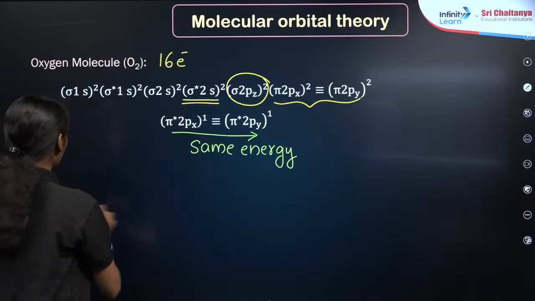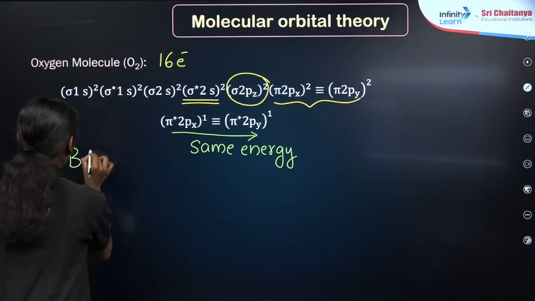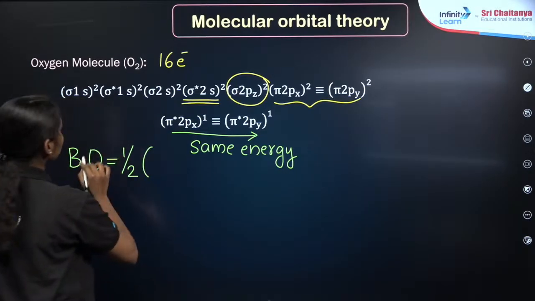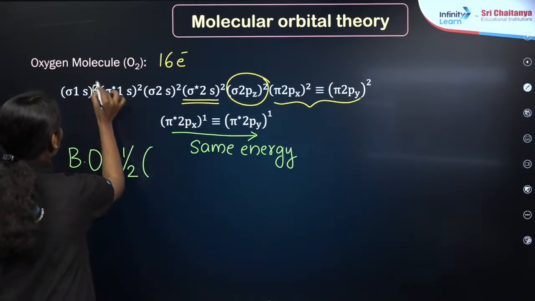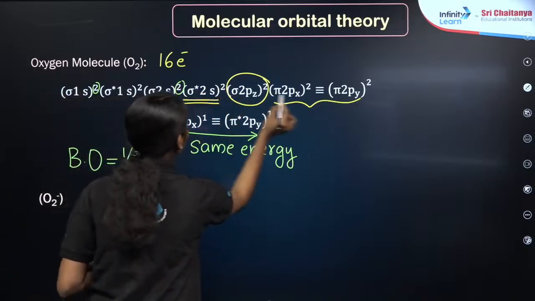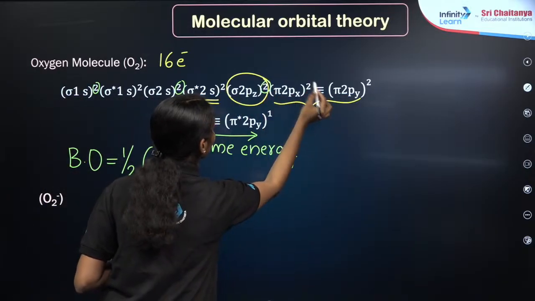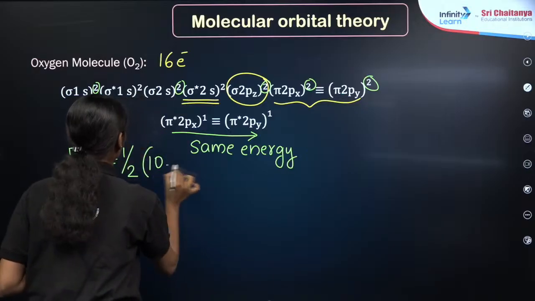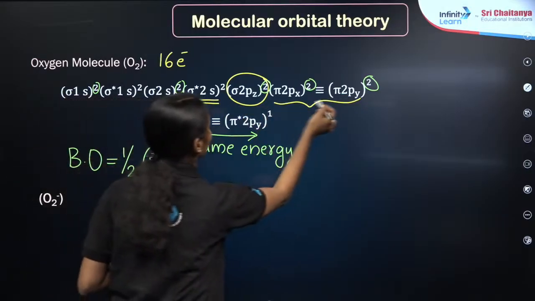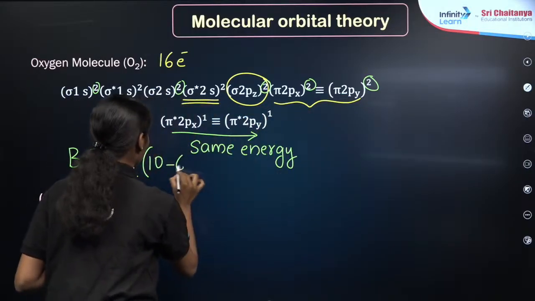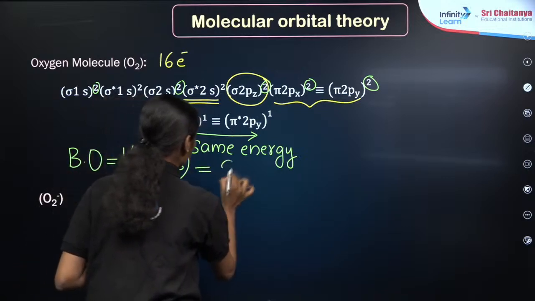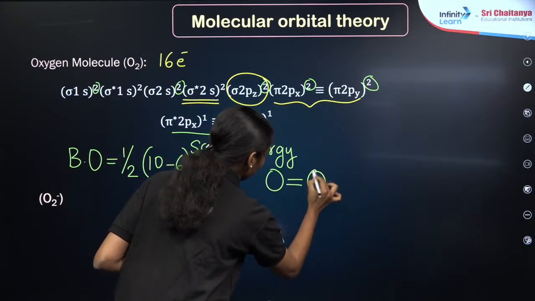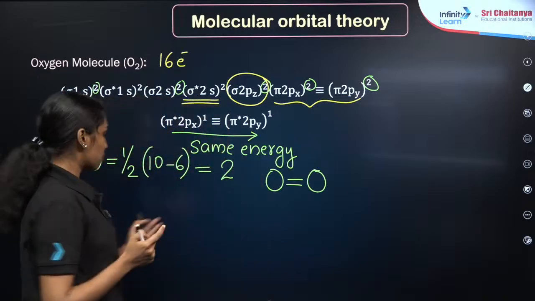Then what about the bond order here? Bond order is two, right? Which means oxygen is forming the O2 molecule by forming 2 bonds, or bond order is equal to 2.